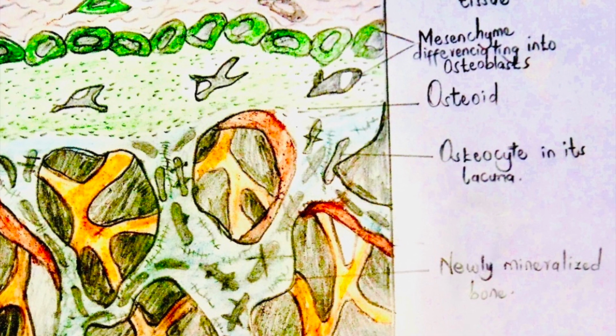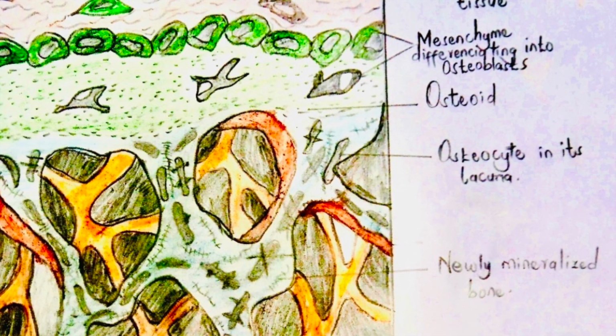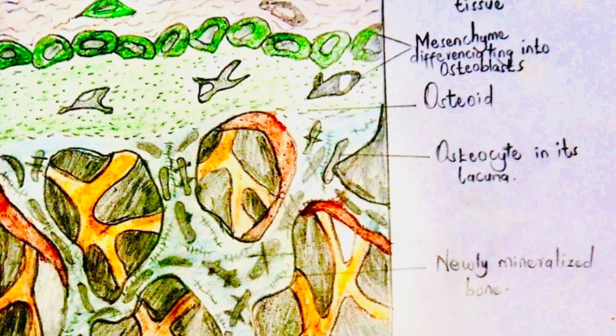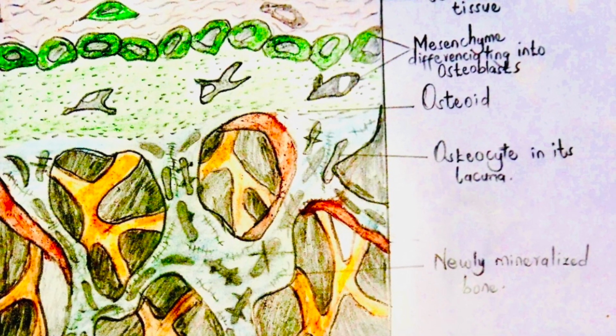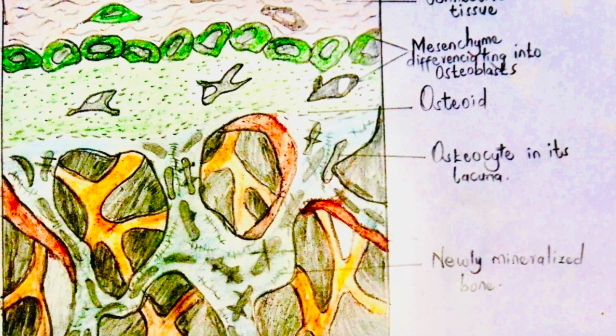So there are two methods of bone development, intramembranous and endochondral ossification. The bone produced by these developmental methods is the same, but only the process of formation is different. The first picture is the intramembranous ossification.